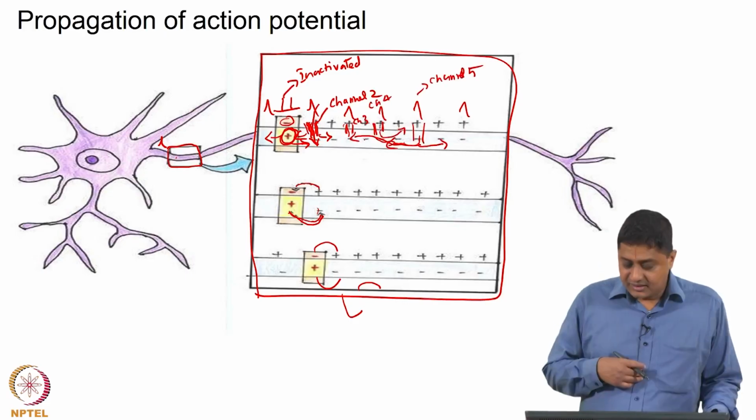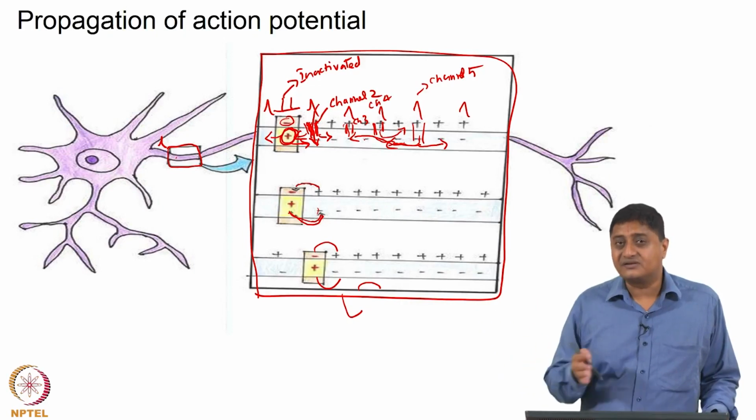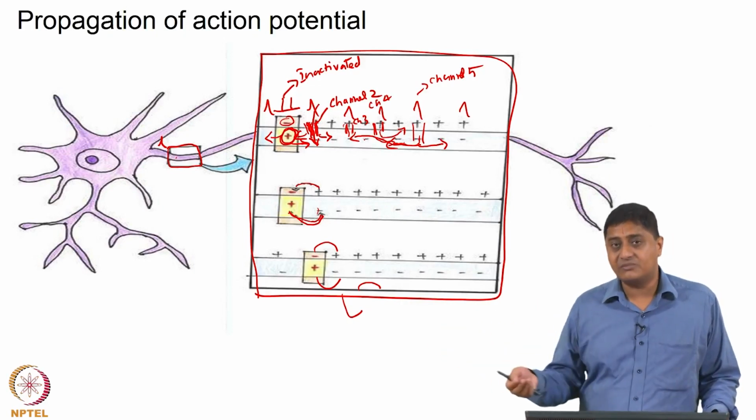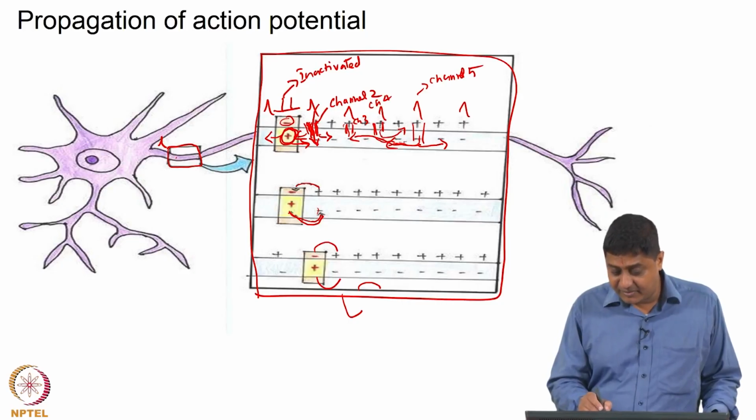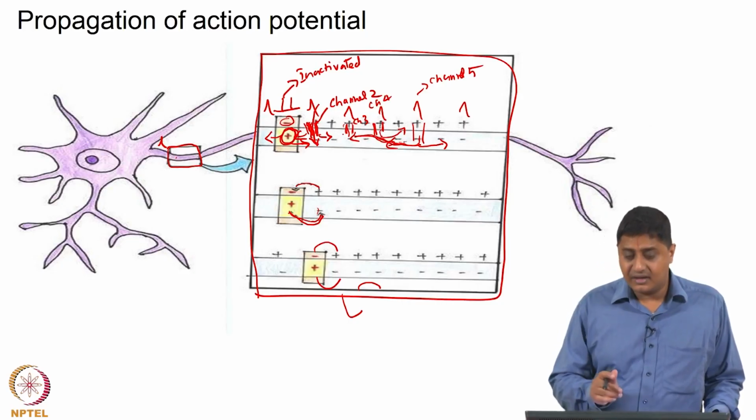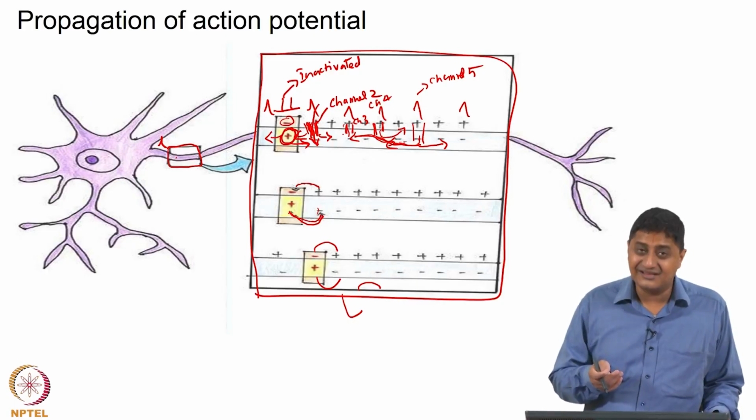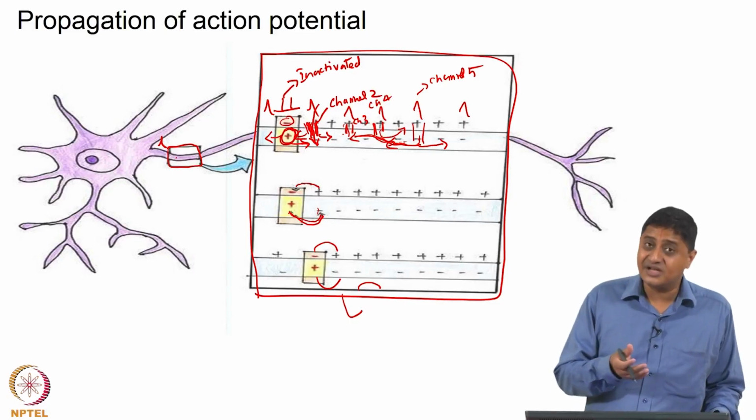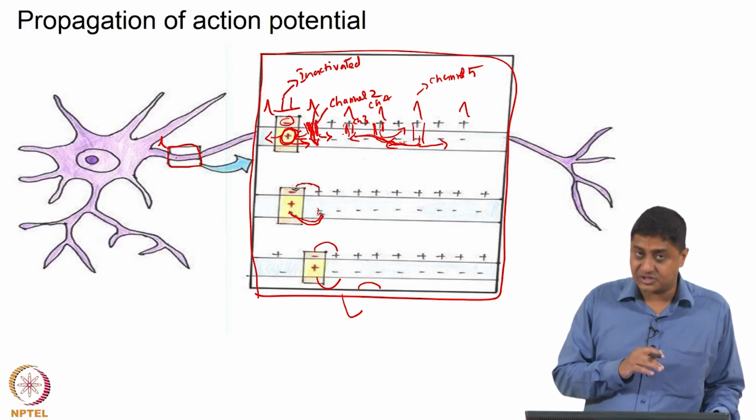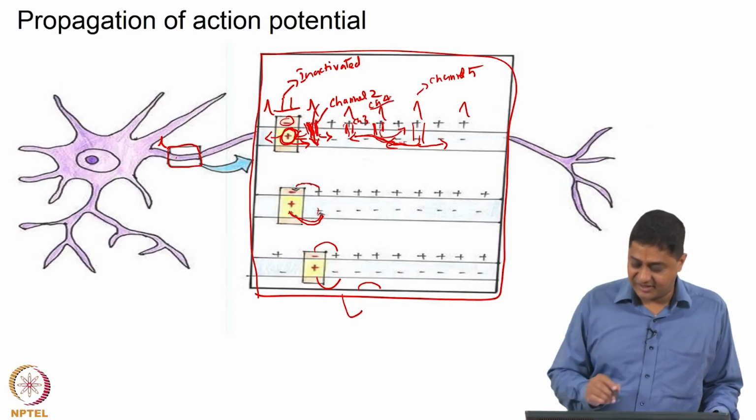So, let us assume the location of these channels, or the distribution of these channels along the membrane, is such that the sodium entering through channel 5, by the time it diffuses, the amount of sodium that reaches channel 3 and channel 2 is not sufficient to take them to threshold. Channel 4 can be taken to threshold, but it is in its refractory period.